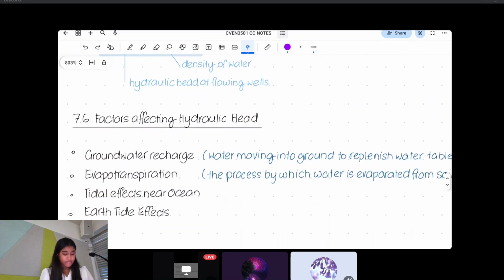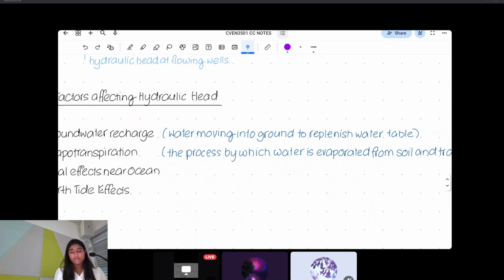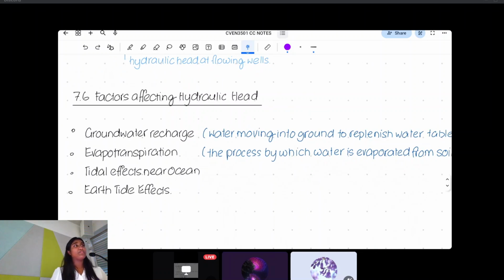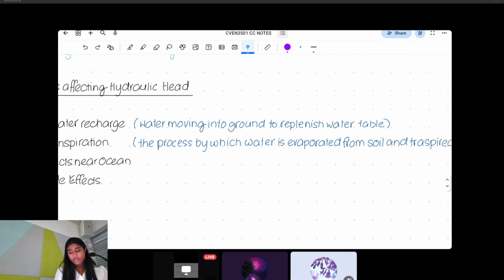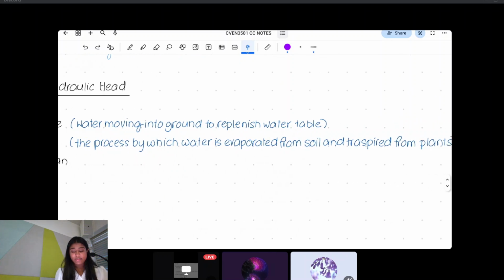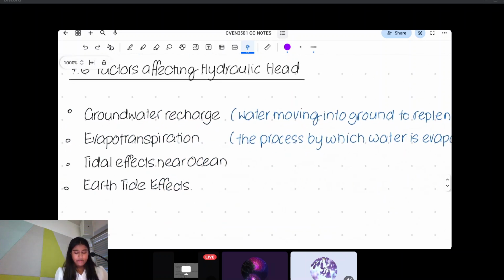In terms of the factors that impact the hydraulic head, there are a couple of things. One is groundwater recharge, which is water moving into the ground through rainfall. If groundwater recharge occurs, the water table is replenished. Evapotranspiration, which you would have just heard Janice talk about, is the process by which water is evaporated from soil and transpired from plants, so it's the combined process of both. Other factors are tidal effects near the ocean and earth tide effects.